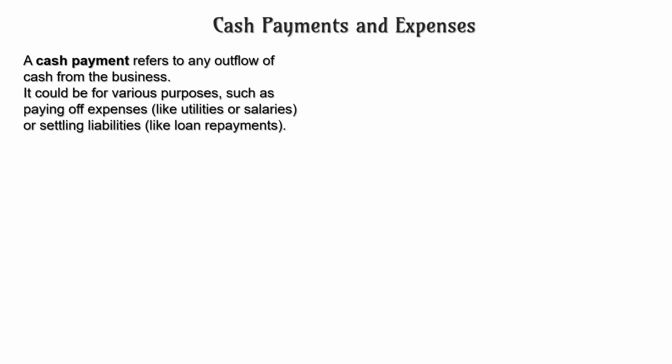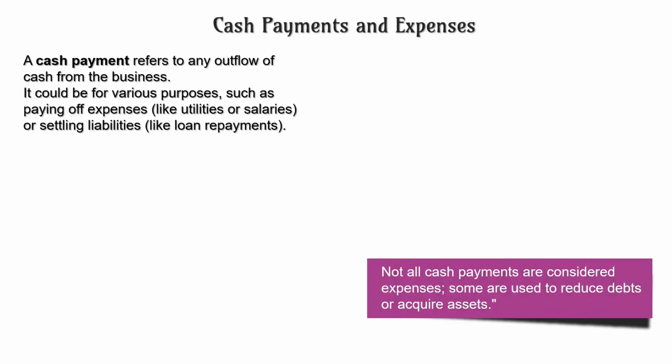Cash payments and expenses. A cash payment refers to any outflow of cash from the business. It could be for various purposes, such as paying off expenses like utilities or salaries, or settling liabilities like loan repayments. Not all cash payments are considered expenses. Some are used to reduce debts or acquire assets.